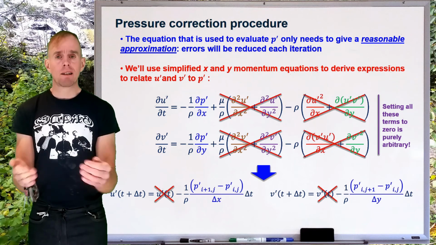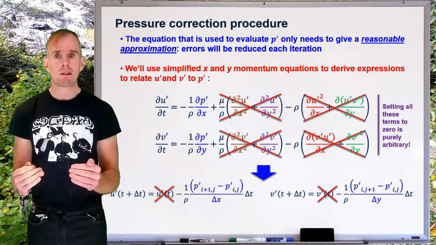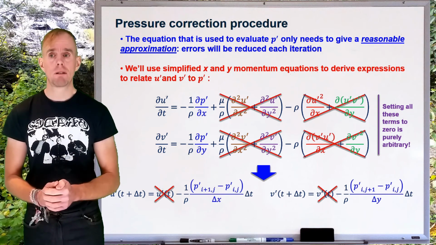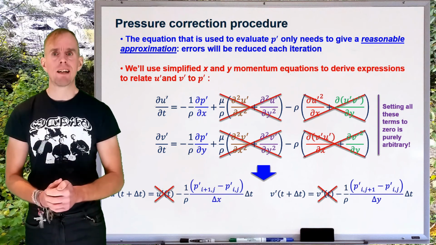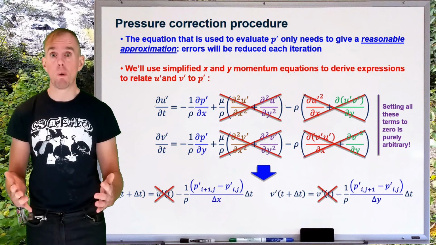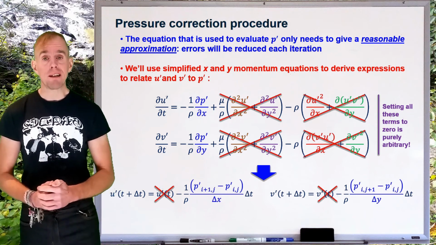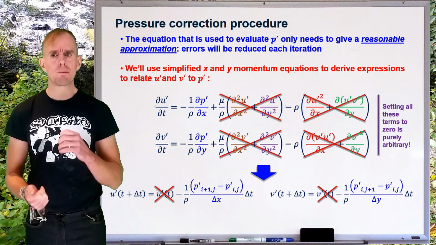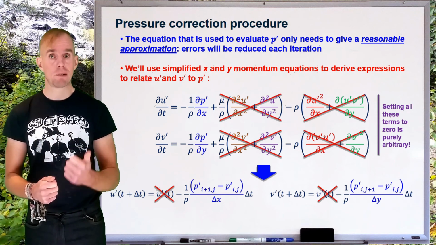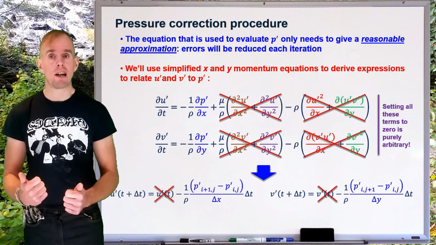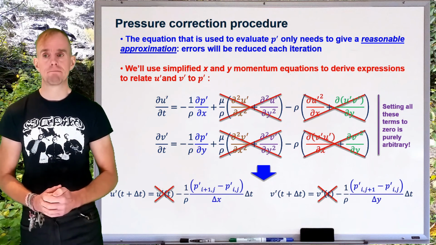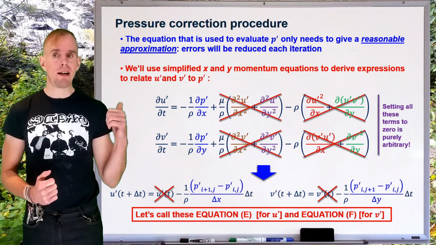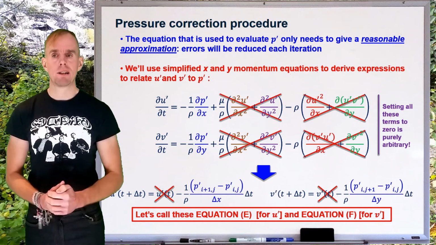So this has to be done at the same time step. I'm interested in calculating the pressure error at time step t plus delta t. I don't have velocity error data at time step t, so I'm simply going to ignore it. And so what I end up with is an approximation, a very rough approximation, that allows me to link pressure error at time step t plus delta t to velocity error at time step t plus delta t. Now, let's call these equations here E and F, E for U dashed and F for V dashed.